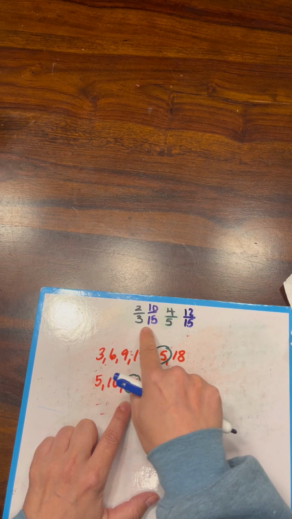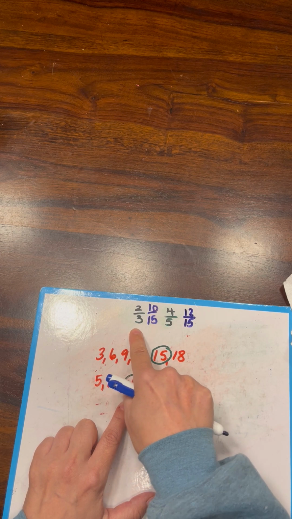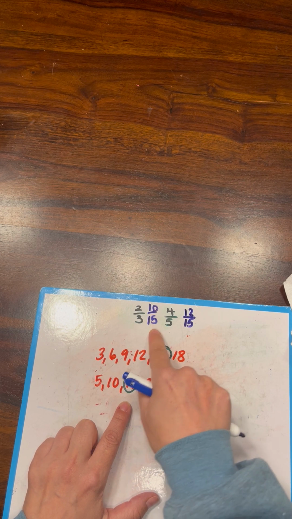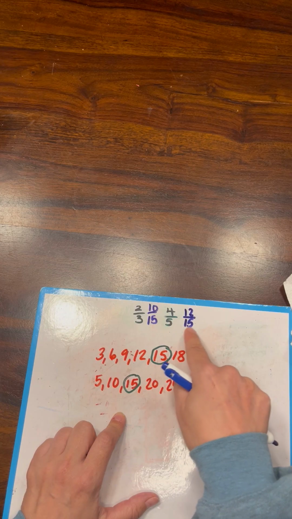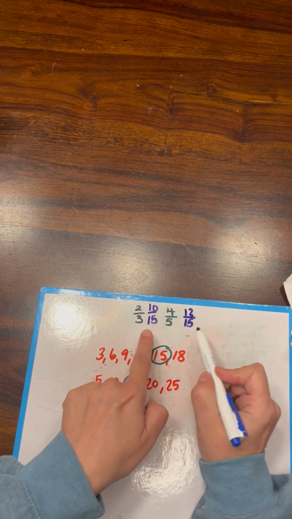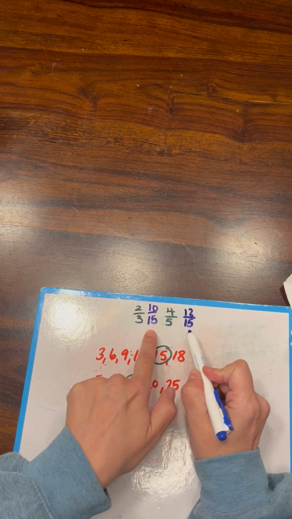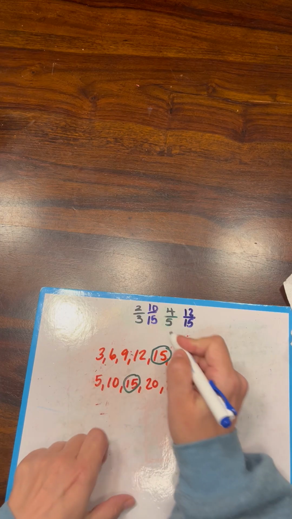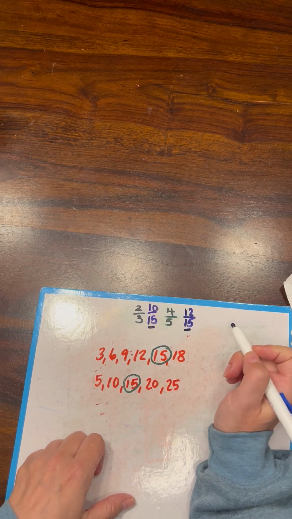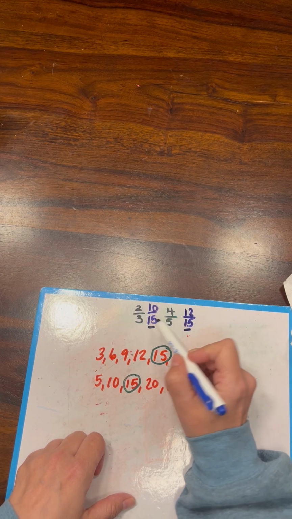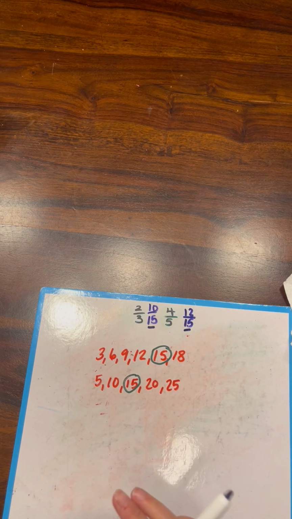Now we have made equivalent fractions. 2/3 is equivalent to 10/15. 4/5 is equivalent to 12/15. But now these two fractions in blue are speaking the same language because they have like denominators. And all we have to do is look at the numerators.